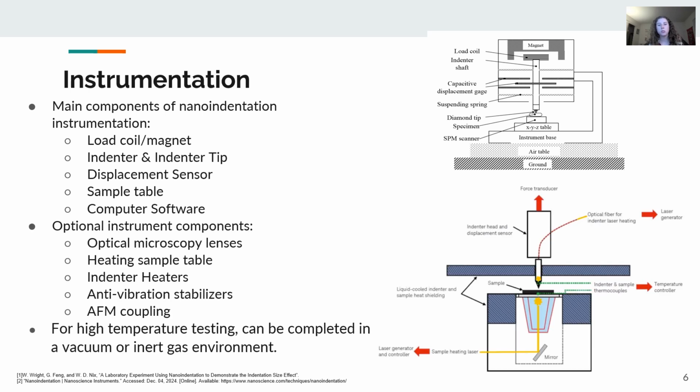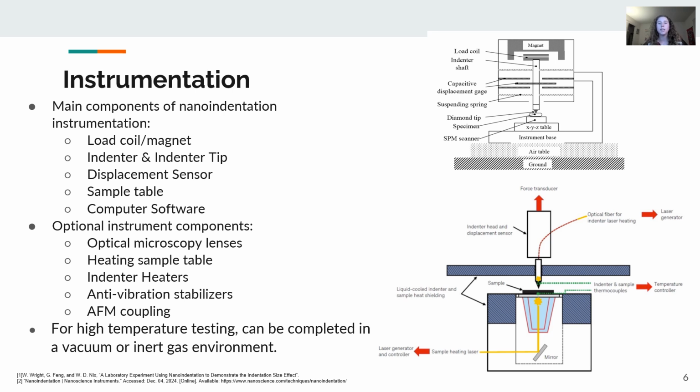There are some optional instrument components that are pretty commonly seen. Optical microscopy lenses is the first, to help see approximately where you will be placing an indent on your sample. After indentation, though, you do need to use SEM to see the sample, because the size of the indent is less than what optical microscopy can resolve.